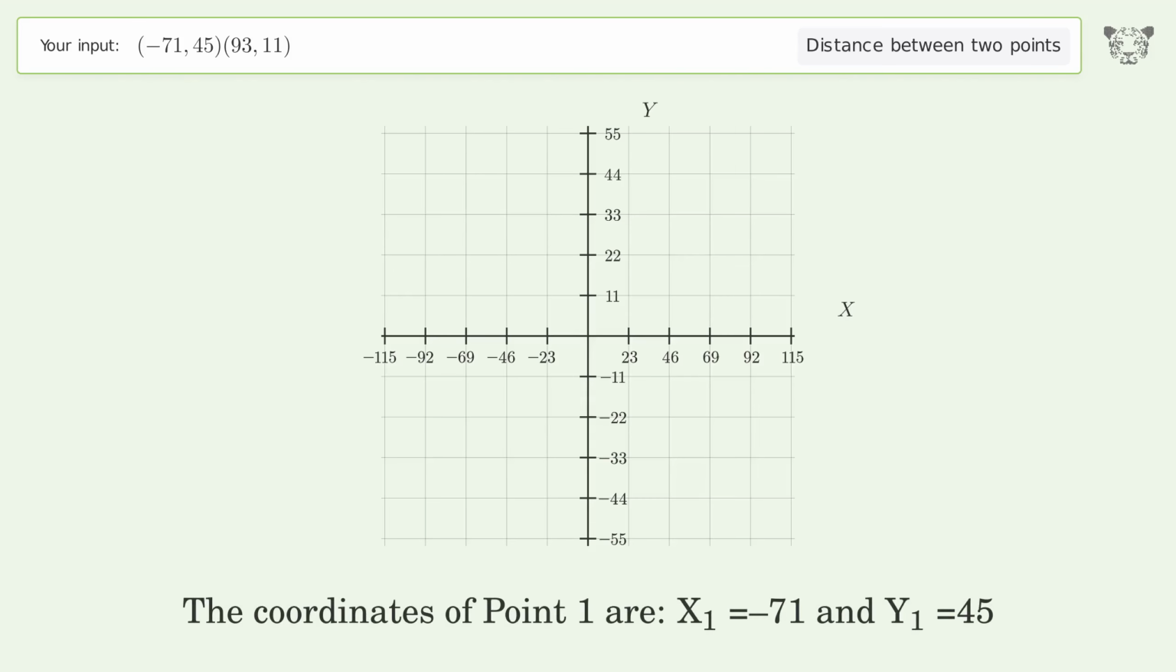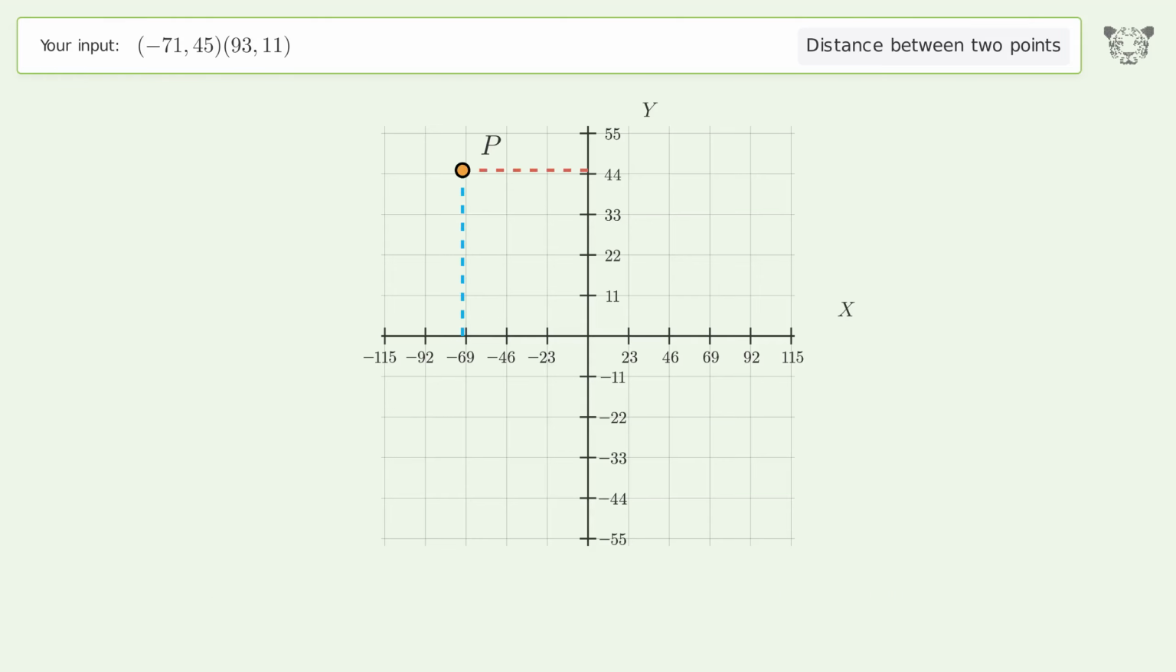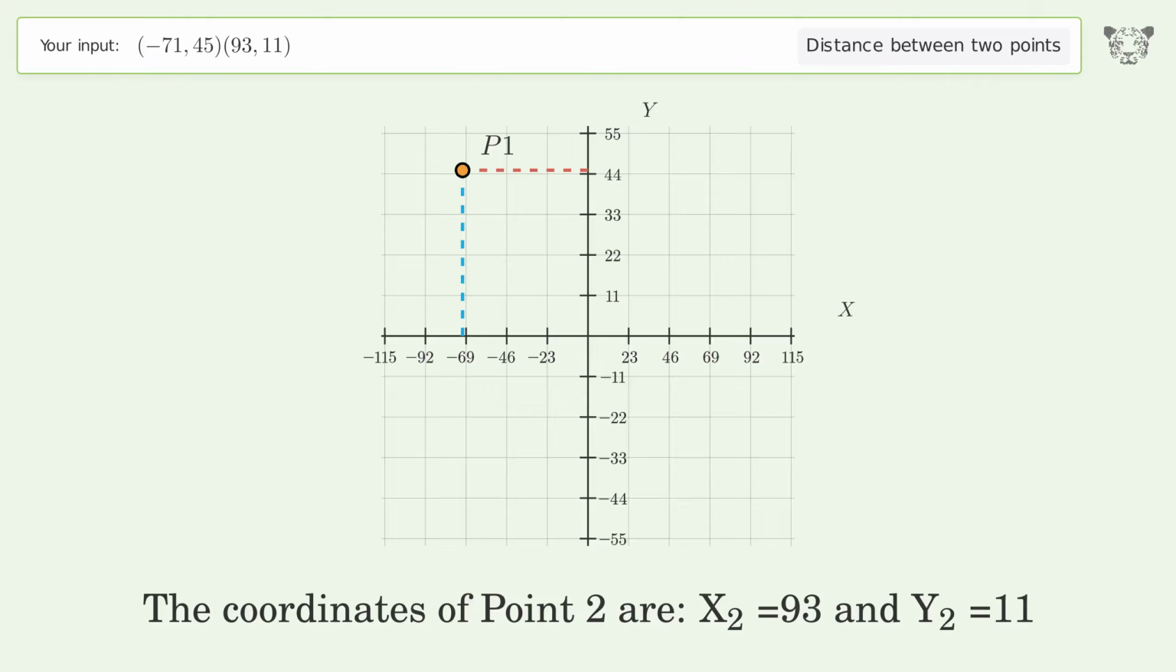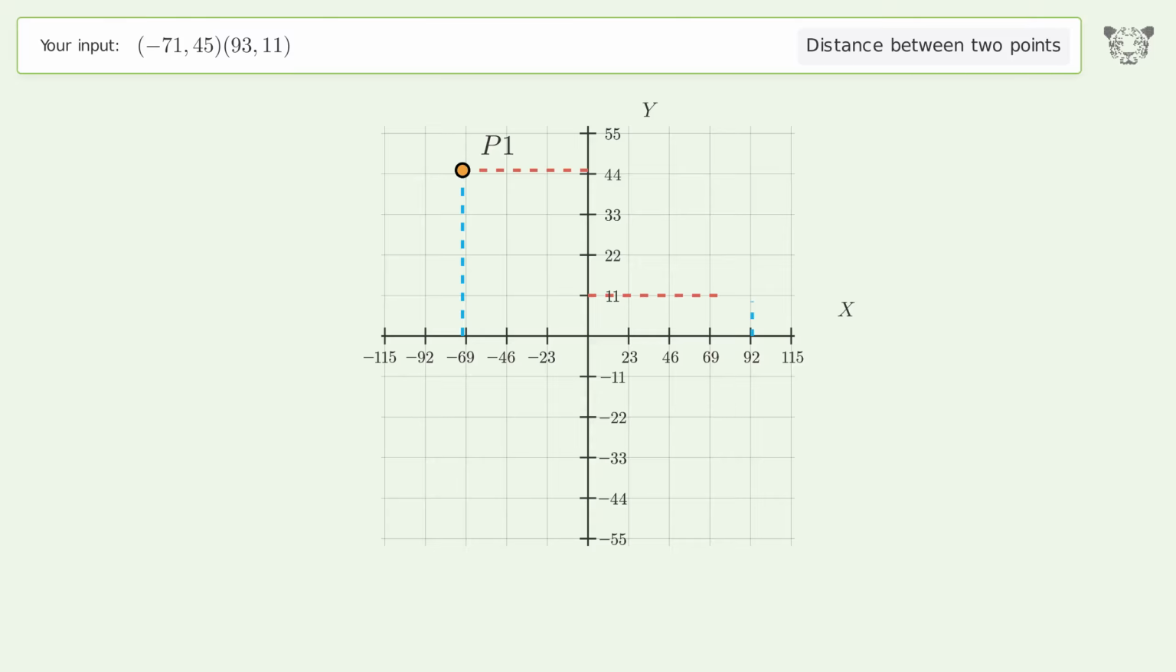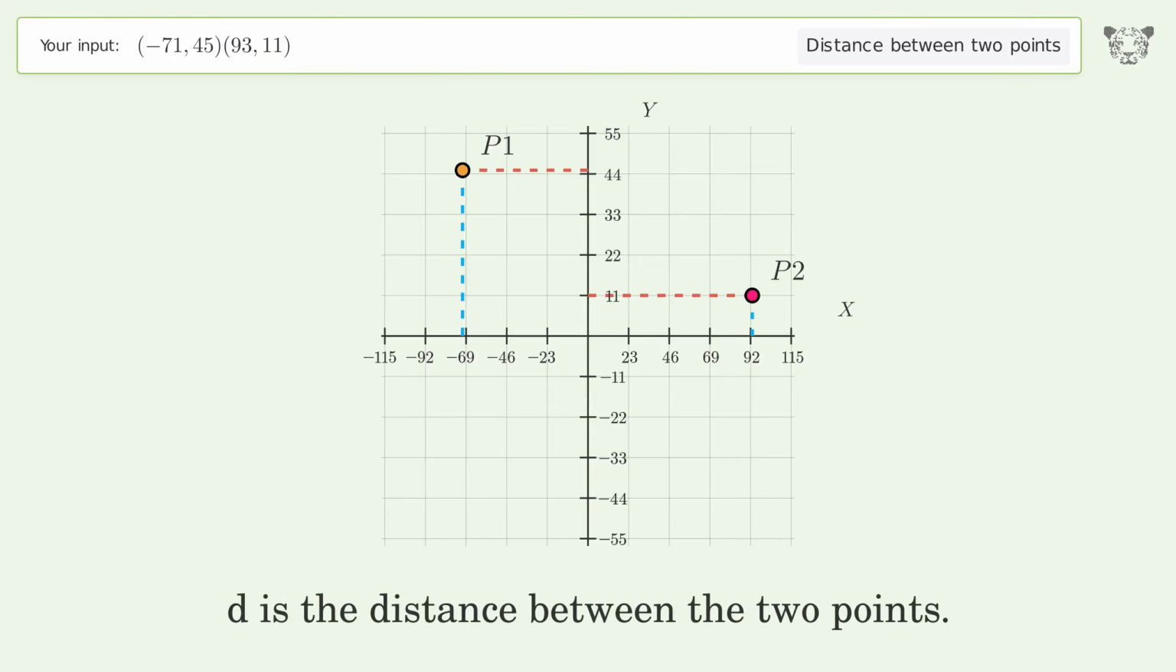The coordinates of point 1 are x1 equals -71 and y1 equals 45. The coordinates of point 2 are x2 equals 93 and y2 equals 11. D is the distance between the 2 points.